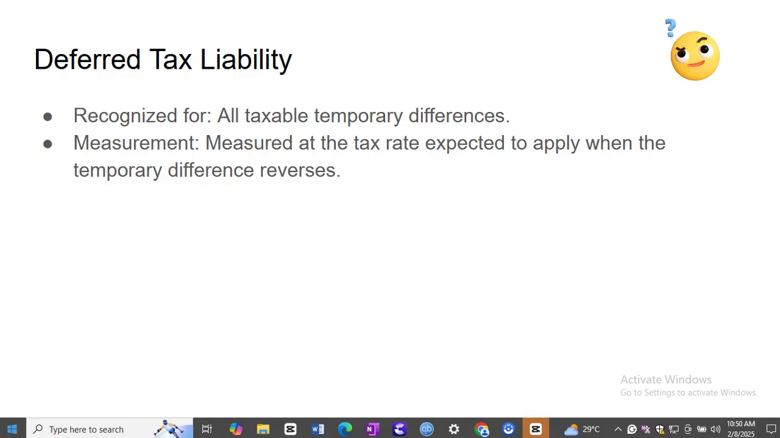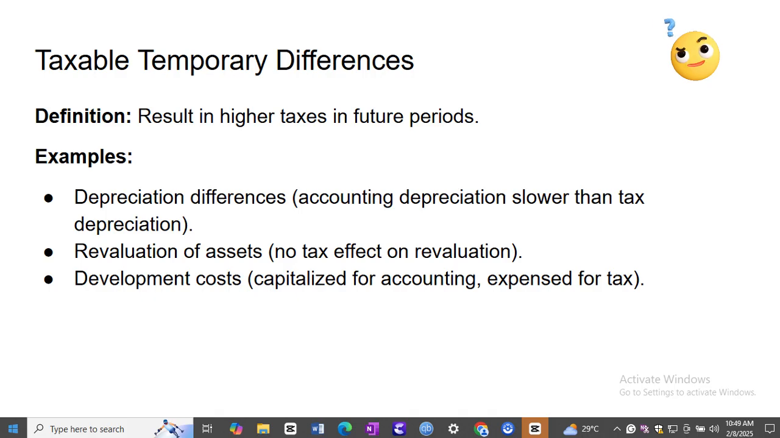Let's look at some examples. All right, hit me with those examples. I'm ready to dive into the nitty-gritty. Okay, one common example is depreciation, how we account for the wear and tear of assets. Sometimes for accounting purposes, we use straight-line depreciation, spreading the cost evenly over the asset's useful life. But for tax purposes, we might use accelerated depreciation, getting a bigger deduction up front.